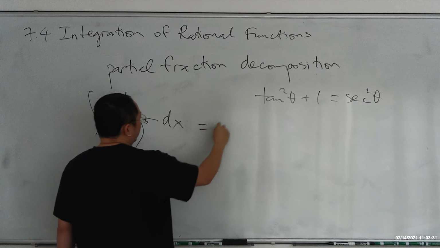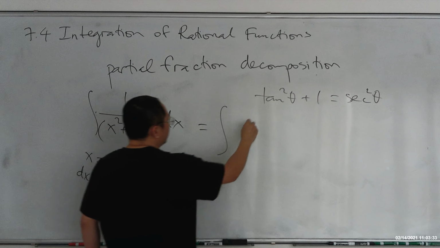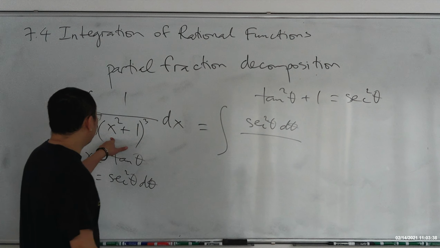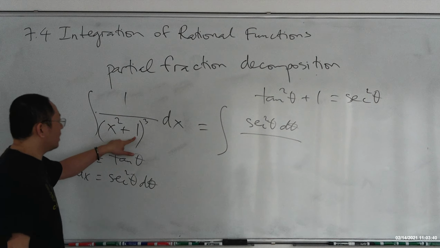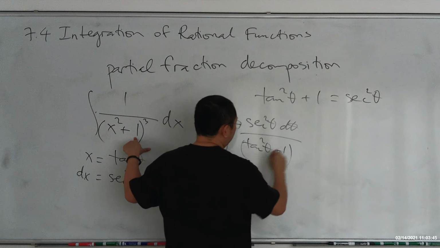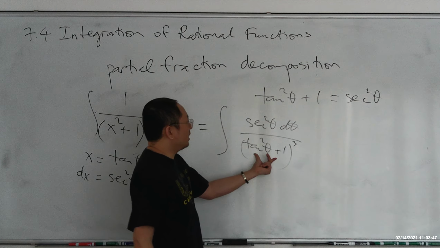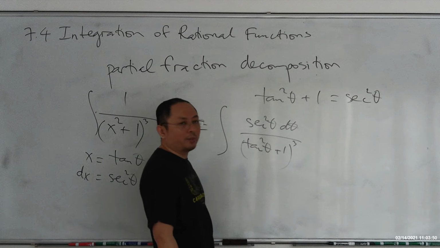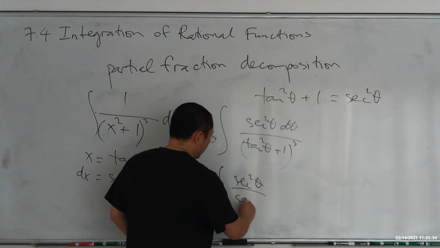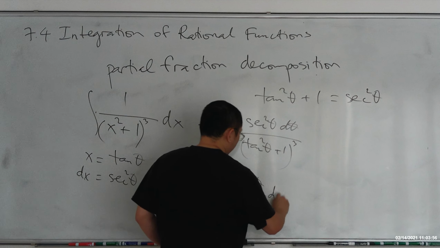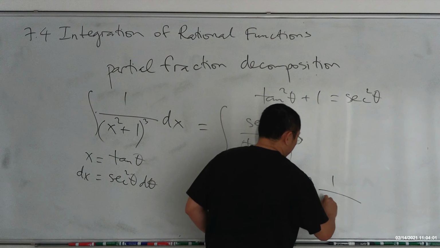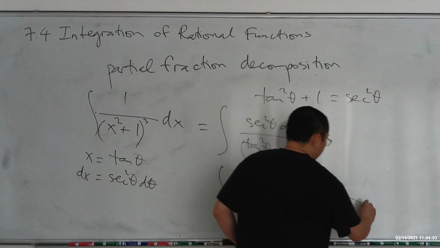So this problem will become what? dx is secant squared theta d theta. And the bottom right here, x squared plus 1 is tangent squared theta plus 1, and then raised to the third power. Tangent squared plus 1 is secant squared. Secant squared raised to the third power is secant to the 6th. This is secant squared theta over secant to the 6th theta d theta. You can simplify. This is the integral of 1 over secant to the 4th theta d theta.